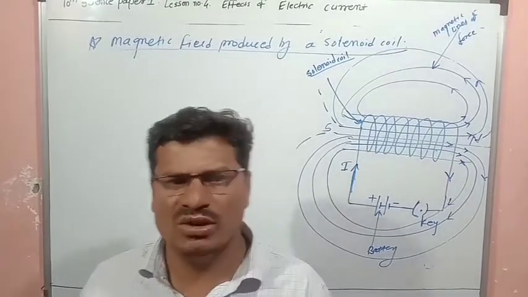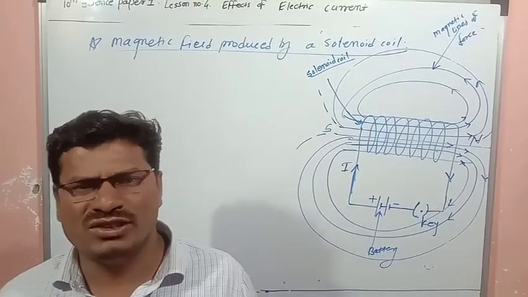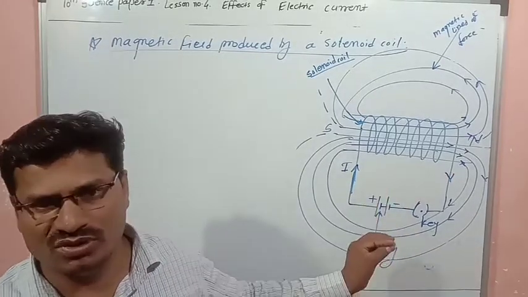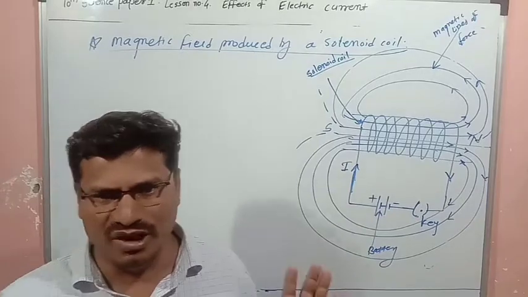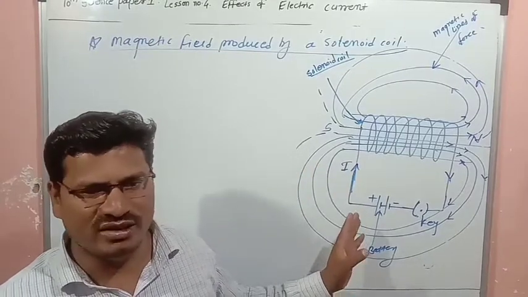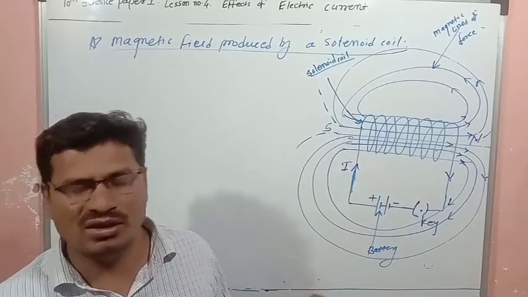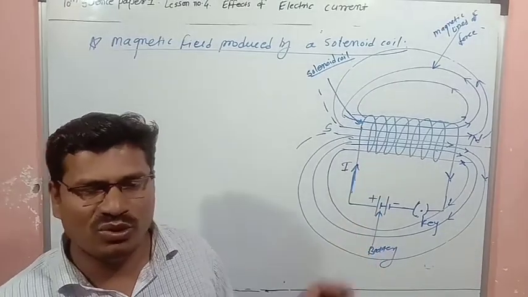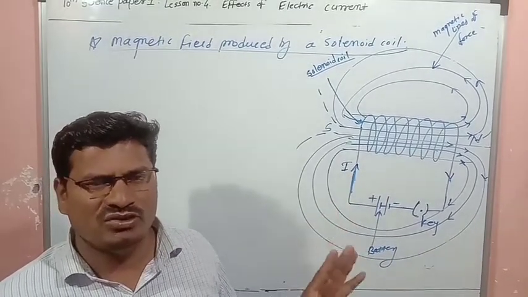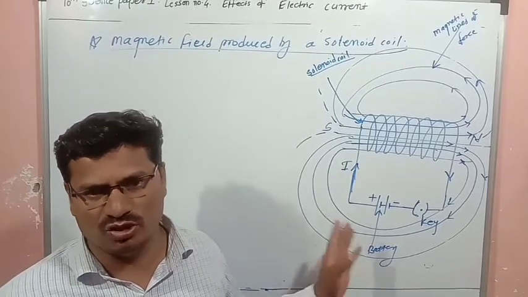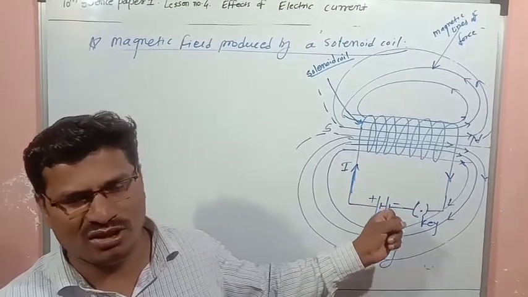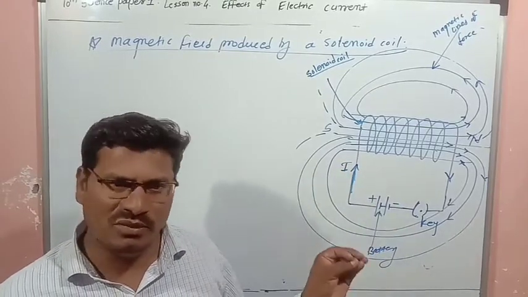Second point is that when current passes through the solenoid coil, a magnetic field is produced around or in that particular solenoid coil. Third point is the properties of magnetic lines of force produced by the solenoid coil. These properties are exactly similar to the properties of the magnetic field produced by a bar magnet. In a bar magnet, magnetic lines of force are produced by the north pole and they move towards the south pole. Whatever magnetic lines of force are produced in this solenoid coil are similar to those produced by the bar magnet.